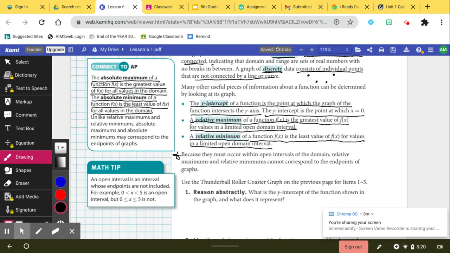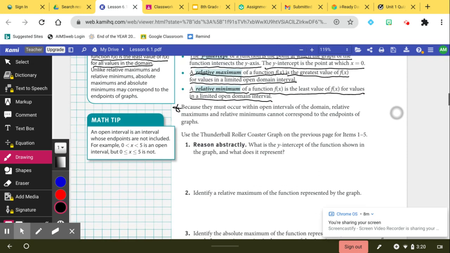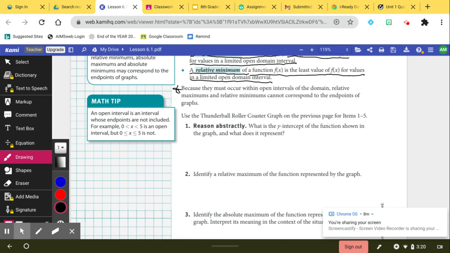Something that's different from our relative, it says, unlike relative maximums and relative minimums, absolute maximums and absolute minimums may correspond to the endpoints of the graph. It's just something to keep in mind. So then we're gonna identify some of this in our roller coaster. It says use the Thunderball roller coaster graph on the previous page for items 1 through 5.